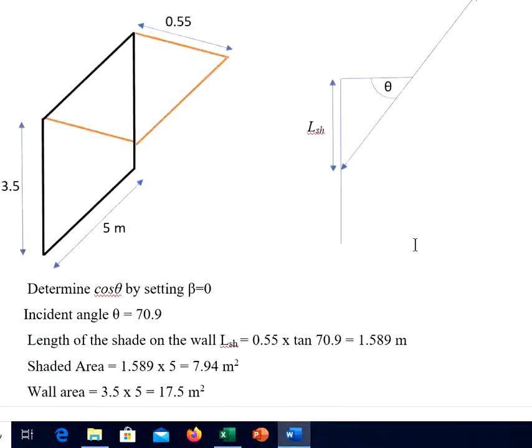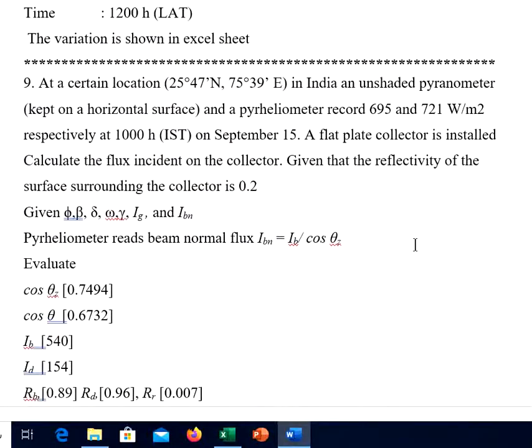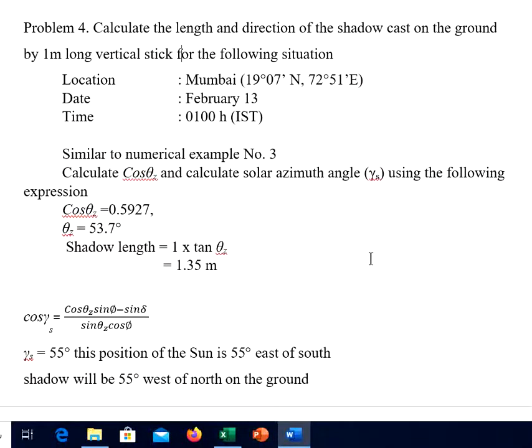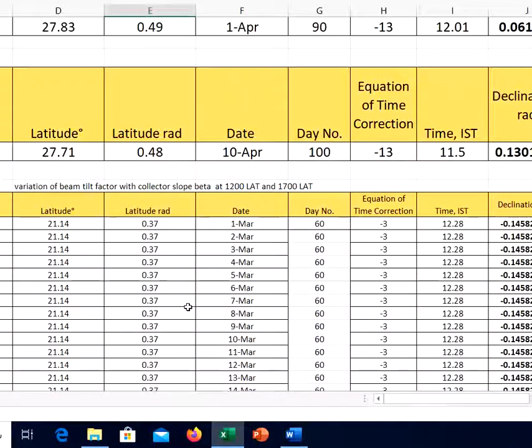I will just scroll down to the problem. Yes, this is similar to this problem. Now we have to calculate cos theta first and then calculate the solar azimuth angle using the following expression. Now I have solved all these problems on Excel. I have made some calculations here.